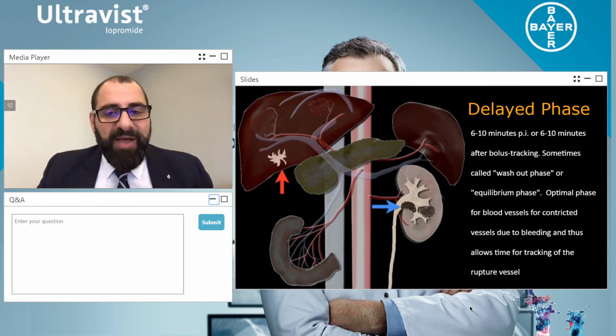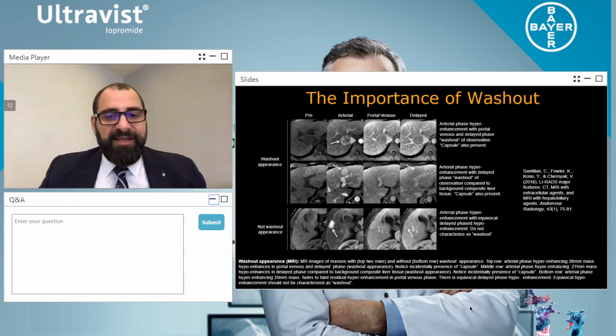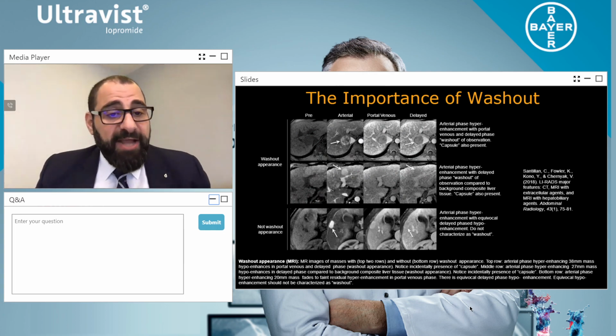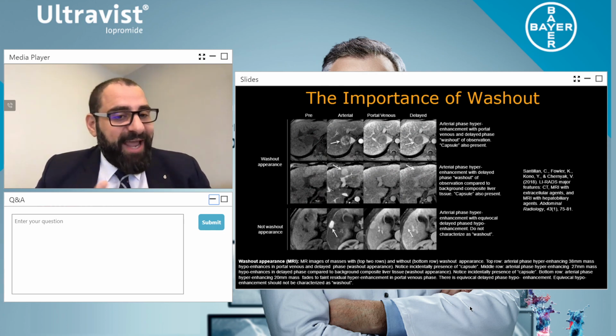Now, let me talk about the importance of washout. If I look at a washout, it's important to understand that the different lesions have different structures. For example, if we look at the washout appearance, you can see this lesion in the arterial phase. You have a heterogeneous filling of contrast media. In the venous phase, it's washed out, but the wall is still enhancing. And then in the delayed phase, the wall is still enhanced.